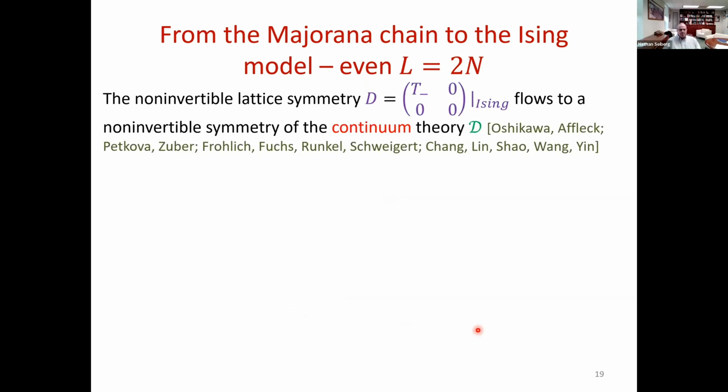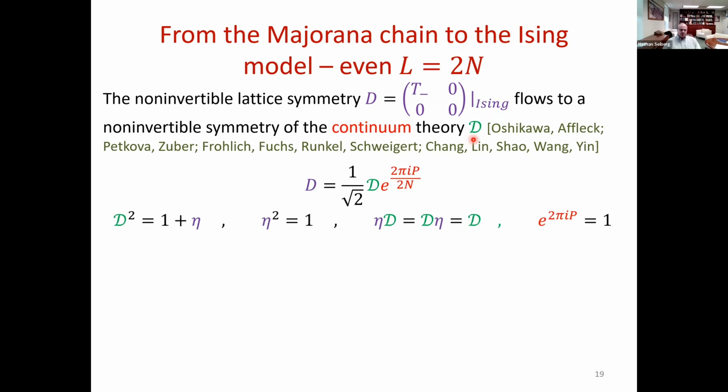So what happens to this symmetry in the continuum? In the continuum, it flows to a known non-invertible symmetry of the continuum theory, which I denote by this curly D. And if you notice my color coding, this purple is always the UV, this red is always the IR, and this green is reserved for emanant symmetries. So the story is very similar to the emanant symmetries we discussed before.